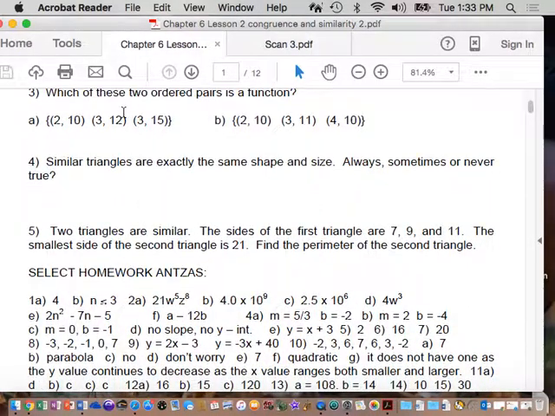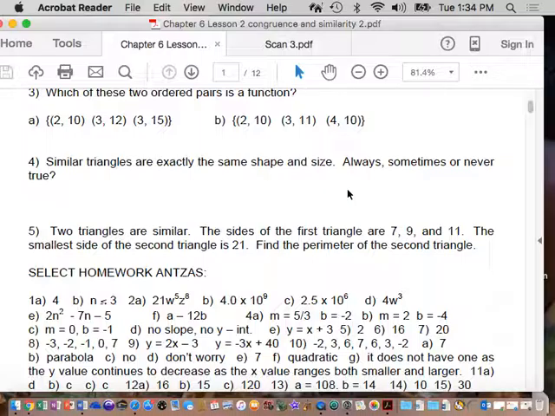Is this true always, sometimes, or never? Similar triangles are exactly the same size and shape. Sometimes. Similar figures means that you have the same shape, with sides proportional. If the figures are the same exact size, the proportion is 1 to 1. Everything is equal.